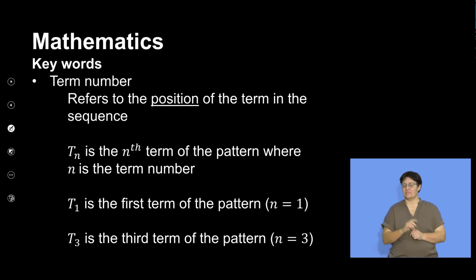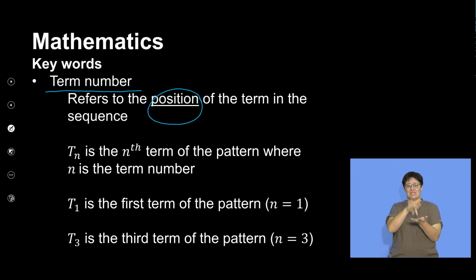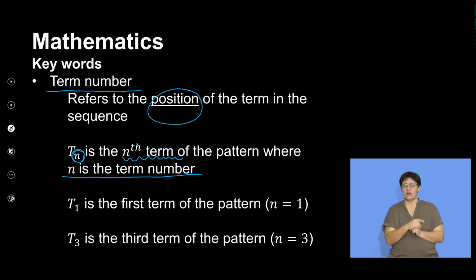The first concept is term number. What a term number is, is that it refers to the position of the term in the sequence. So Tn is the nth term of the pattern, where n is the term number. So we're just saying that we are going to pop a little number where the n is, and that's going to tell me the position of the term in the sequence.